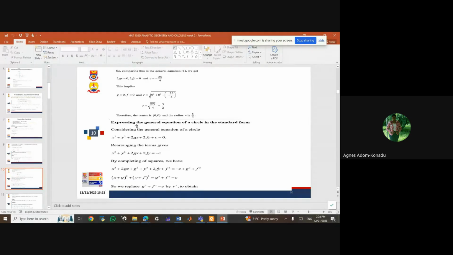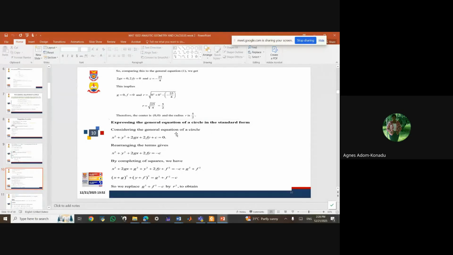The next one is how to express the general equation of a circle in standard form. From what our brother did, he was able to express the standard form as a general equation. He did substitution, expanded, and got the general equation. Now I want to look at when we are given it in general equation form. How do we get it in the standard form?